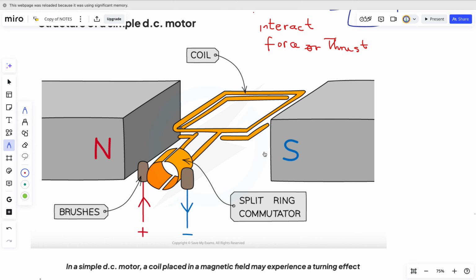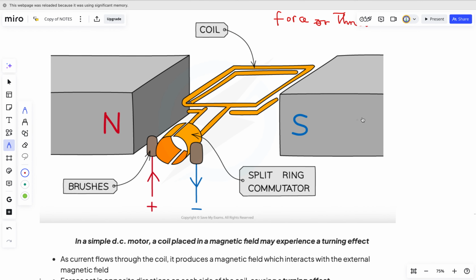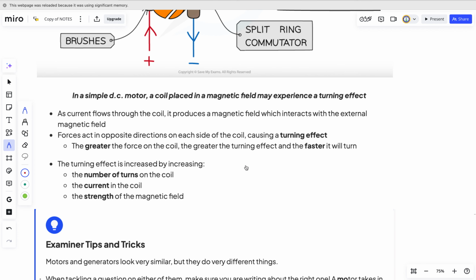So this is a simple DC electric motor. This is how it looks, meaning you need a battery, you need a rectangular coil, you need a slip ring, and you need the carbon brushes and batteries. These are the things you need to build a simple electric motor.